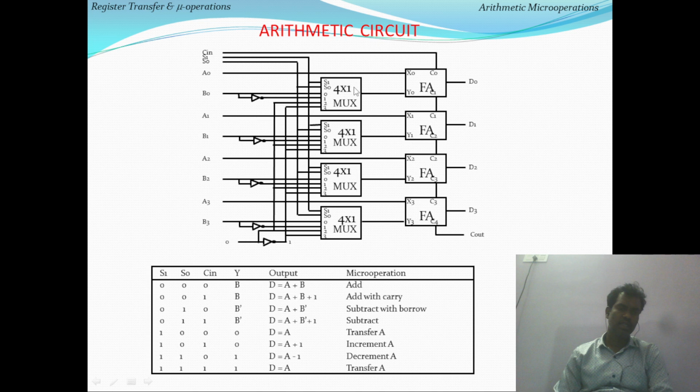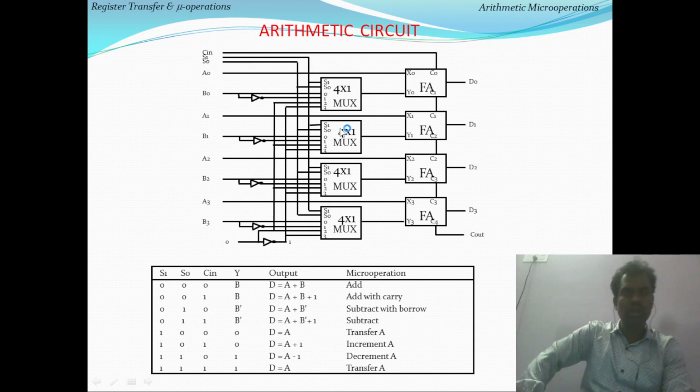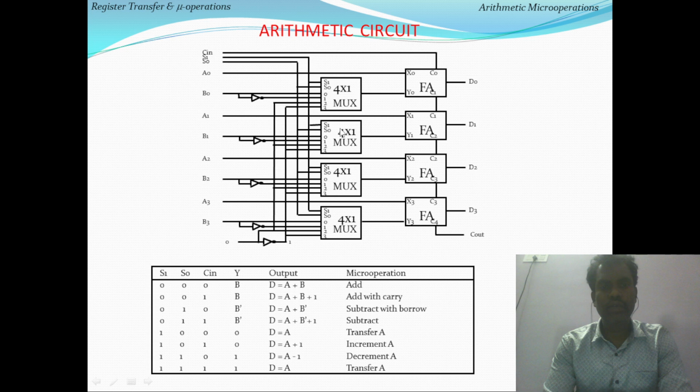If the selection input is 0, 0, then add with B, so it will just pass the B value. The multiplexer has four inputs, a four by 1 mux. The first input is B naught, the second input is B naught bar, the third is 0, and the fourth is 1. If the select line is 0, 0, then B0, B1, B2, B3 will be transferred to the full adder. So the first operand is A, the second operand is B, and the output is A plus B.